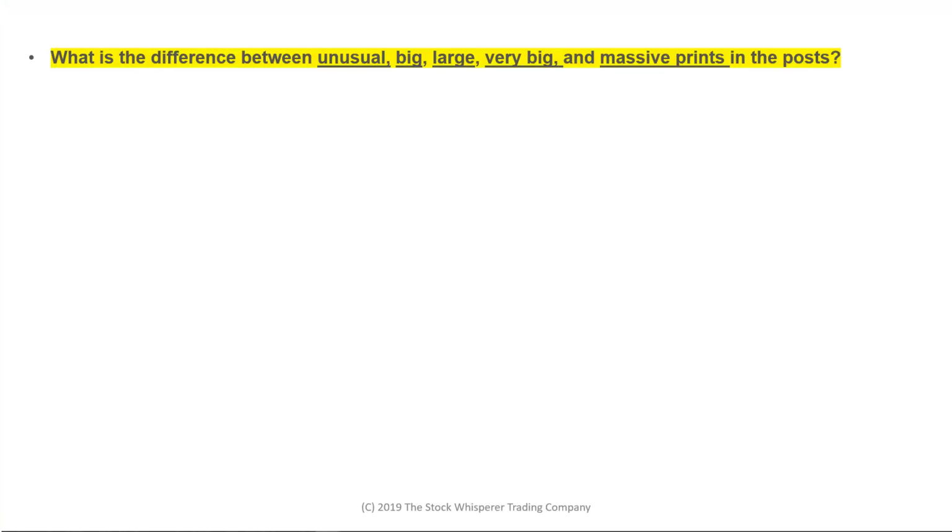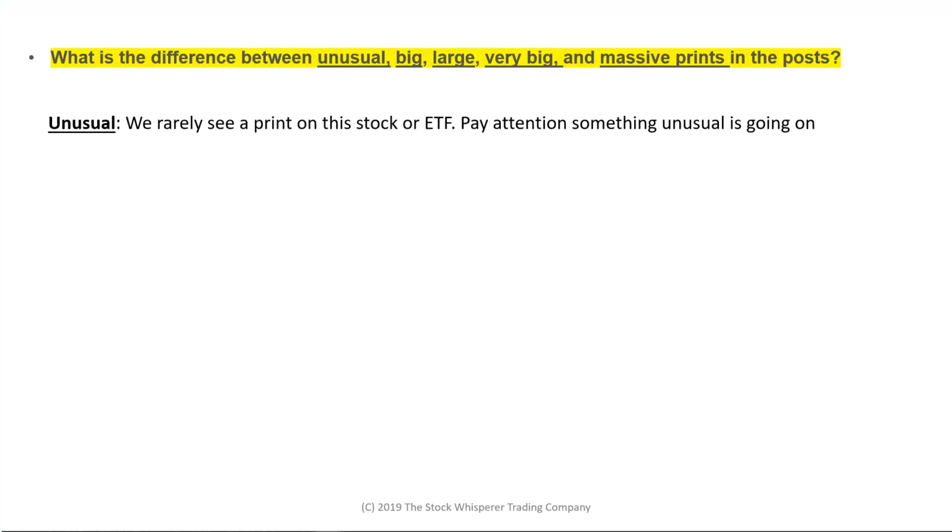There are differences. So unusual. This means we rarely see a print on this stock. In fact, we had some today on IVV. If you notice on the post I did today, unusual. That's an S&P 500 ETF. And the fact that we had 2 very big 500,000 share prints is unusual, and we want to pay attention. Something unusual is going on. They're kind of being sneaky.